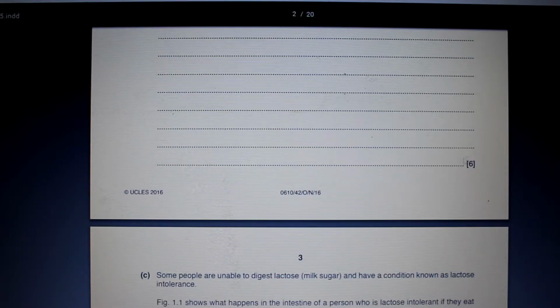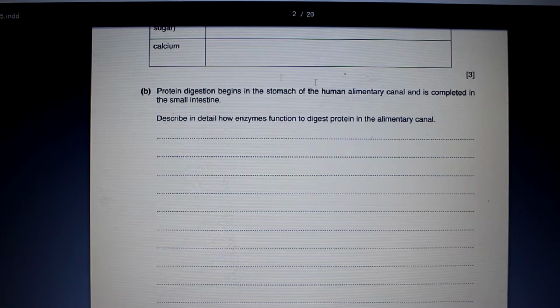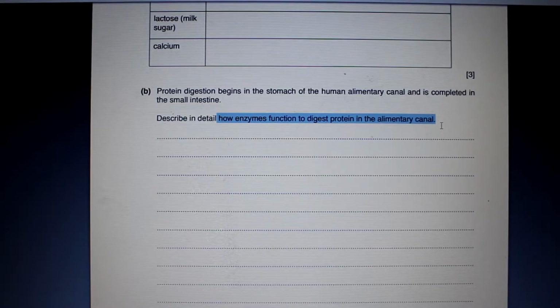This question is for 6 marks. And it basically encompasses the whole process of how enzymes function to digest proteins. In detail, tells us that they want everything on how enzymes function to digest proteins in the alimentary canal. Well, enzymes function as biological catalysts. Many chemical reactions can be speeded up by enzymes, and enzymes also lower the activation energy of these reactions.